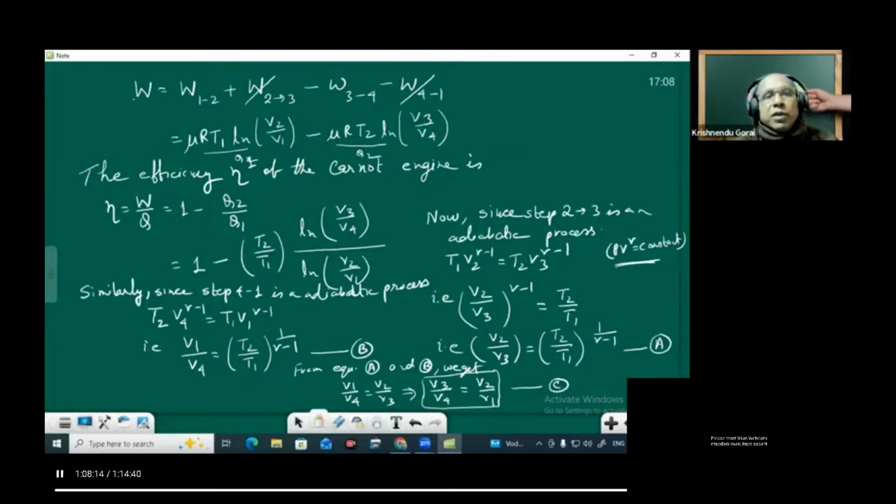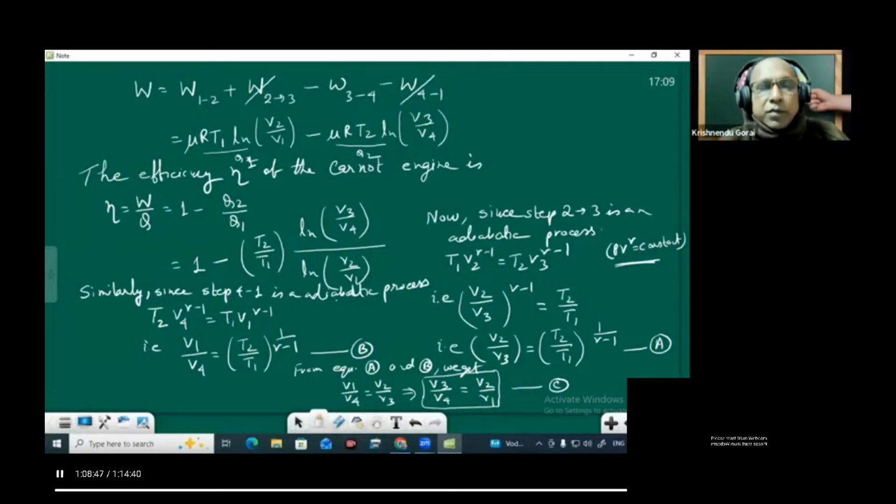If you put the value of W, then we are getting mu R T1 ln V2 by V1 minus mu R T2 ln V3 by V4. This is Q1, this is Q2. And what is the efficiency? This is the formula for efficiency. The efficiency eta of a Carnot engine is eta equal to W by Q1, that is 1 minus Q2 by Q1. What is Q2? This is Q2. What is Q1? This is Q1. So it is T2 by T1, the mu R will be cancelled, ln V3 by V4 over ln V2 by V1.